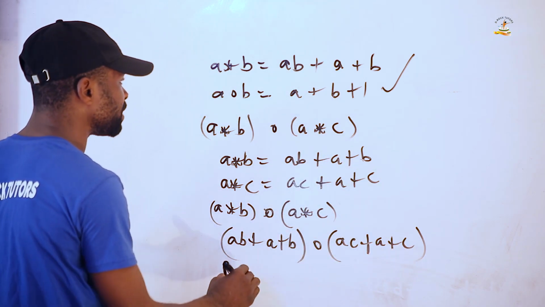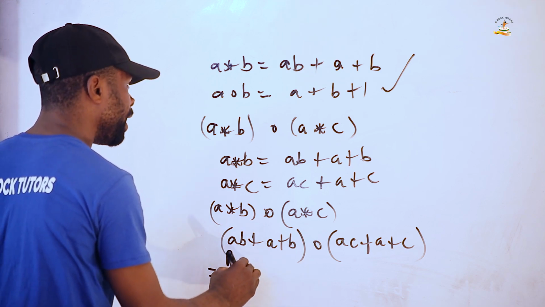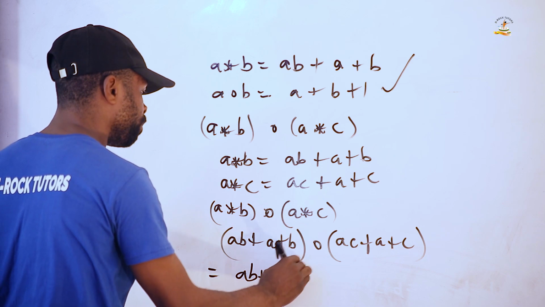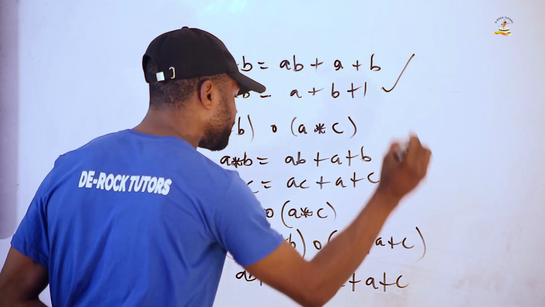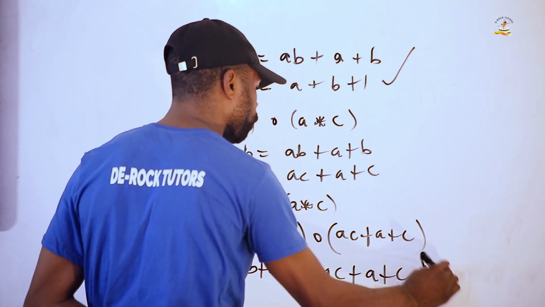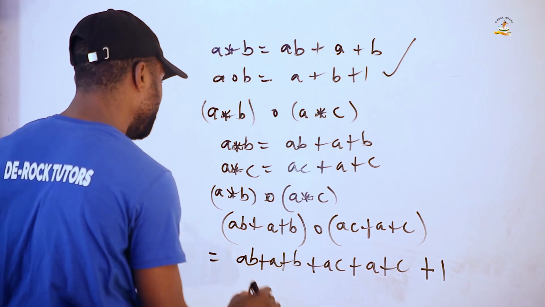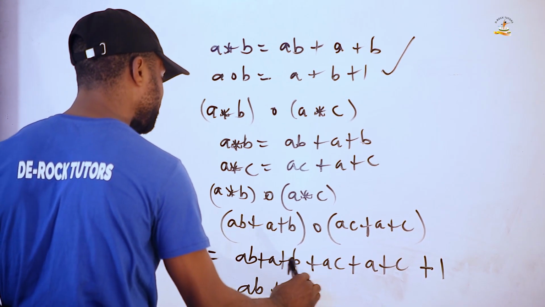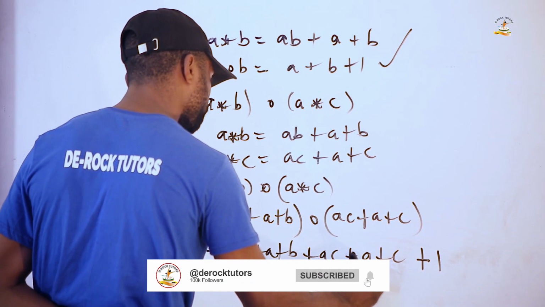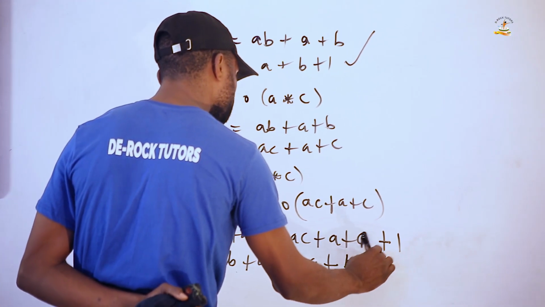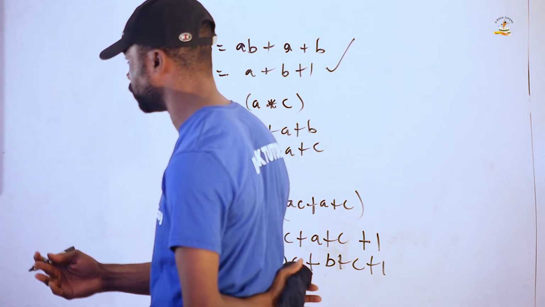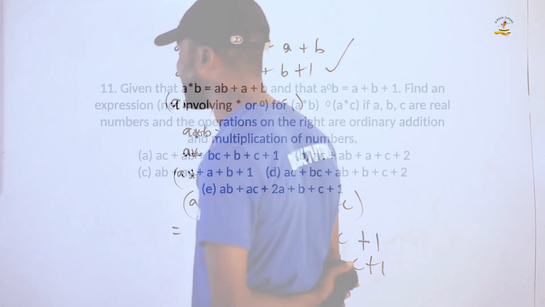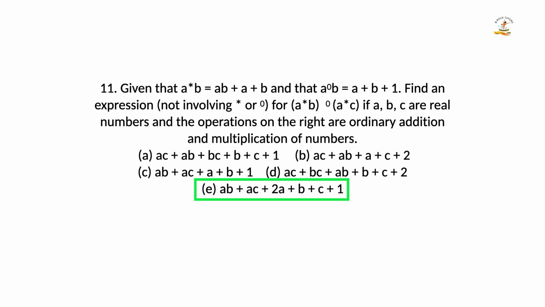So I'm now going to have the result as this is equal to AB plus A plus B plus AC plus A plus C. I will later add the constant, which is 1. So I can make a rearrangement as AB plus AC plus 2A plus B plus C plus 1. This is the correct answer. And if you look at the options, you will realize that option E in this case is the correct option as we have it on the screen.